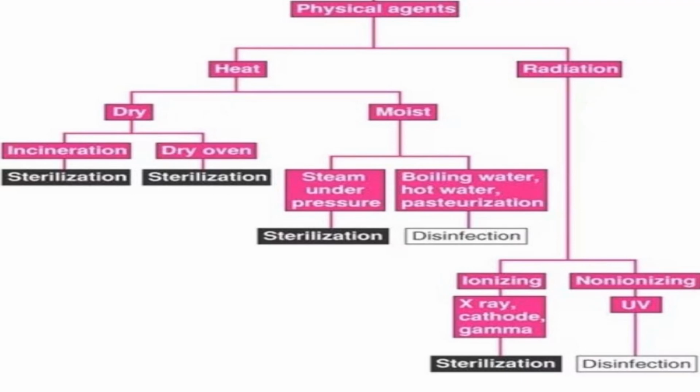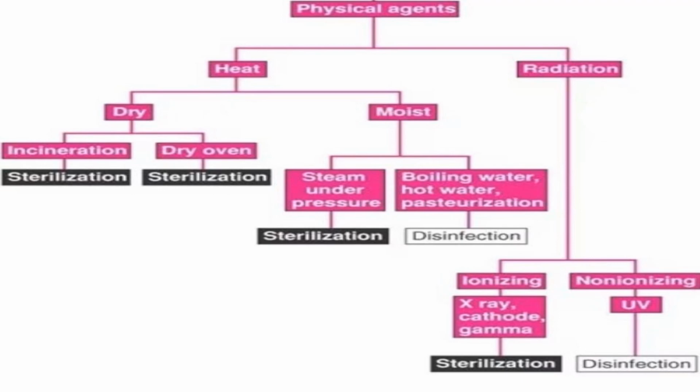Hello everyone, so as you can see from this current slide, these are the physical agents which are usually used to control the contamination and make the food sterilized and edible. So there are two main agents, heat and radiation. This is the main basic flow chart which will be really easy for you to understand.